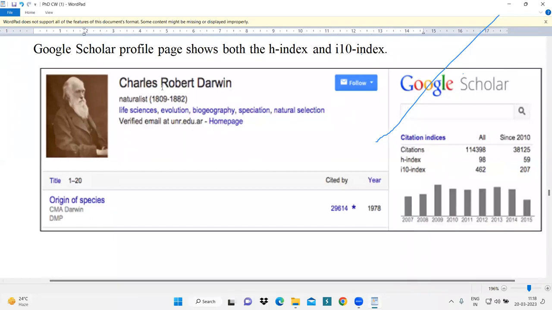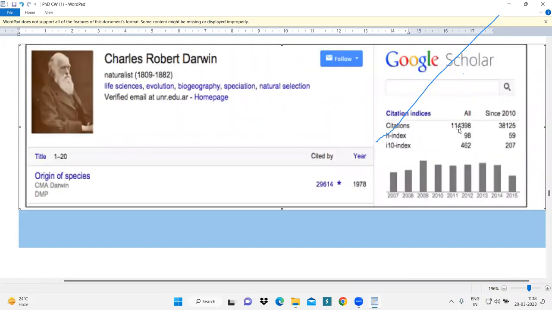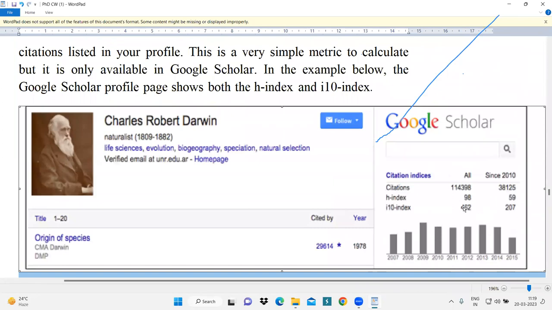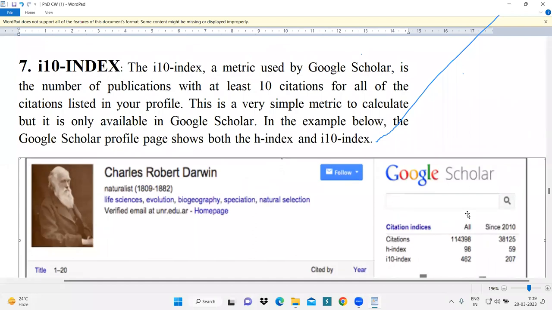So we all know Charles Darwin. I said earlier that these indexes are readily available. His book, Origin of Species, how many times has it been cited? 29,614 times since 1978. So this amount of citation he has received. The H index is 98, and the I-10 index is 462.